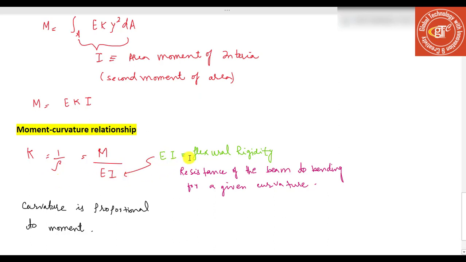This EI quantity is called flexural rigidity. It is basically the resistance of the beam to bending for a given curvature. The larger the flexural rigidity, the smaller the curvature for a given bending moment. So this concludes our lecture, and next time we will discuss the flexure formula.